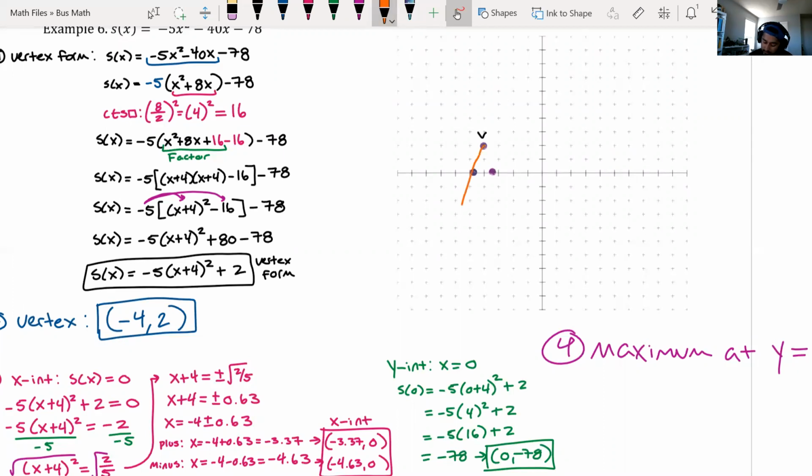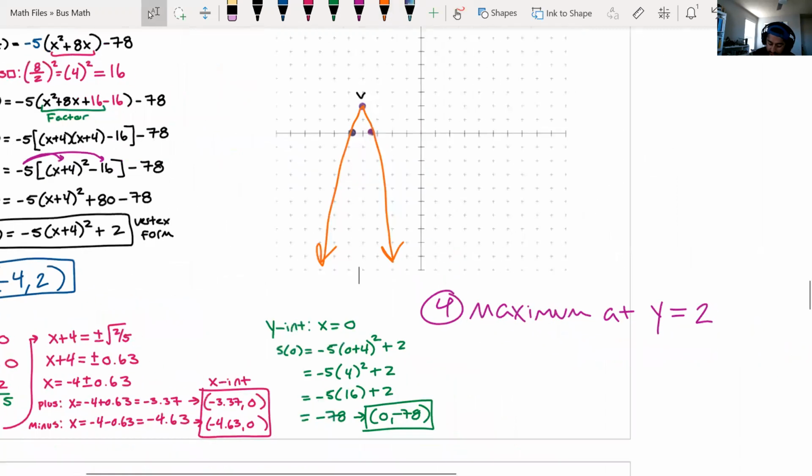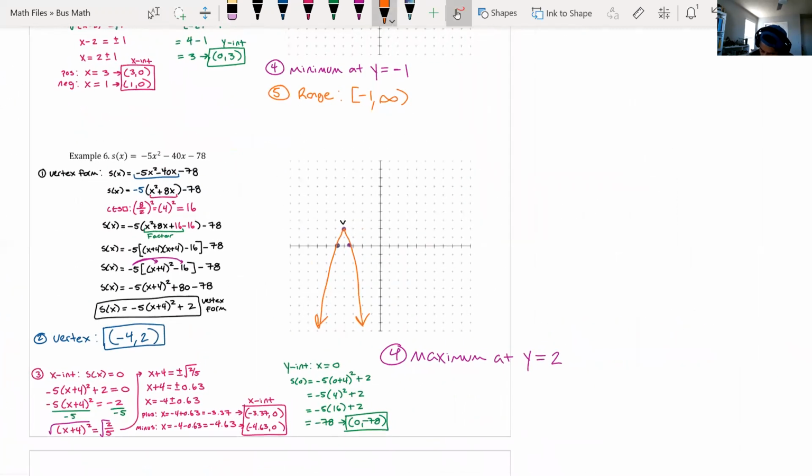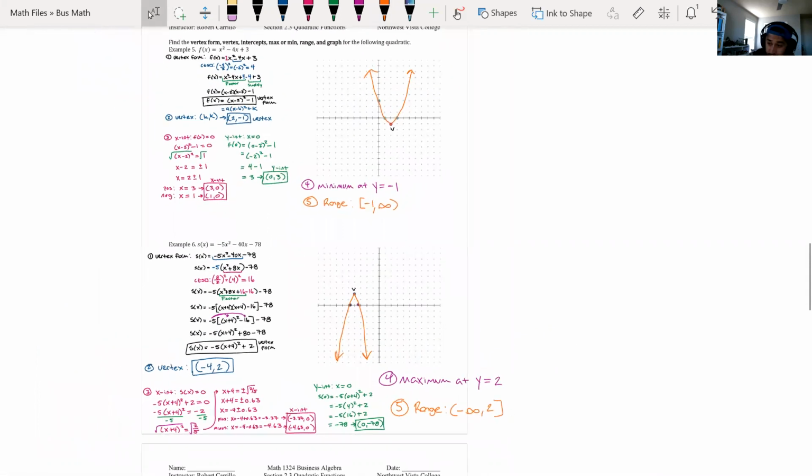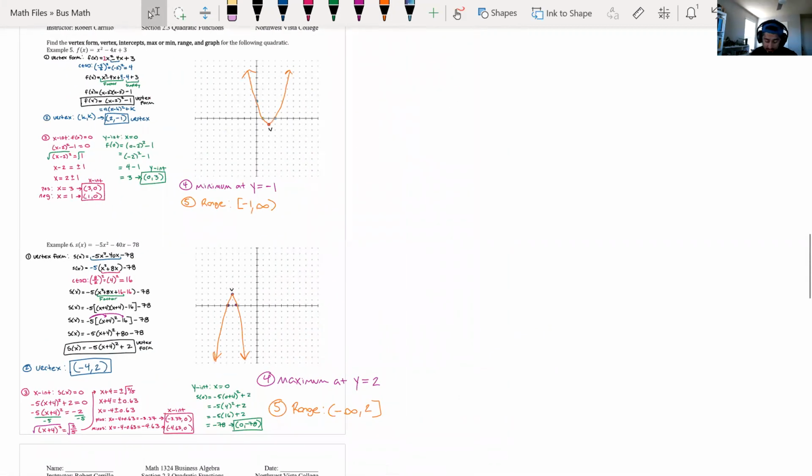So I just connect and connect. Which means the very last thing we need is the range. And since it opens down, we start at -infinity and we stop at the y value of my vertex, which is 2. Okay, there it is.